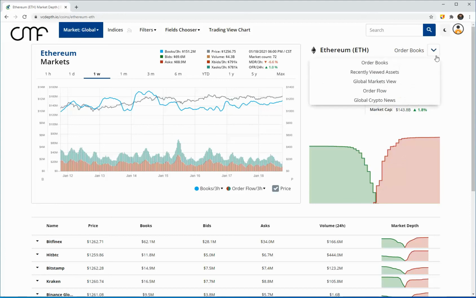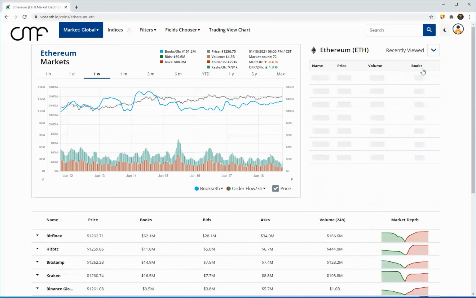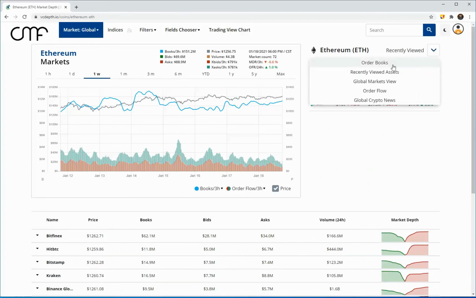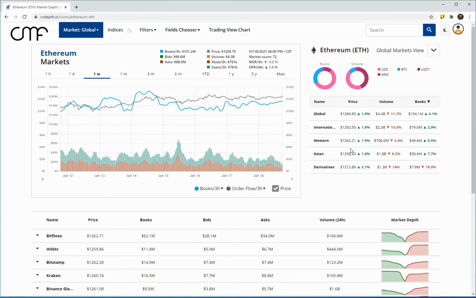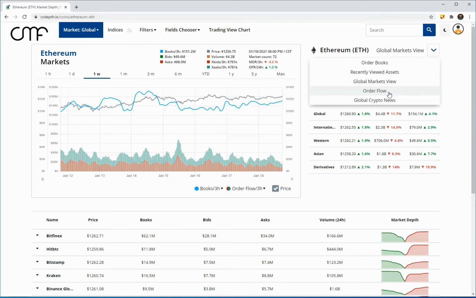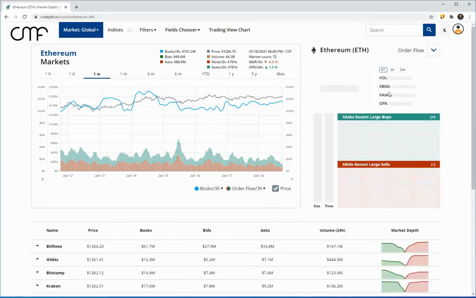We have a recent assets panel, so you can quickly switch between the assets you have been looking at recently, making this navigate a little more like TradingView charts. We have the crypto market view just like we had on the front page, but just for this asset. We can see what regions this asset seems to be more in demand and what kind of order book to volume ratio they maintain. We can see what base currency this asset most relies on for liquidity and how this asset has performed across various regions the last 24 hours.